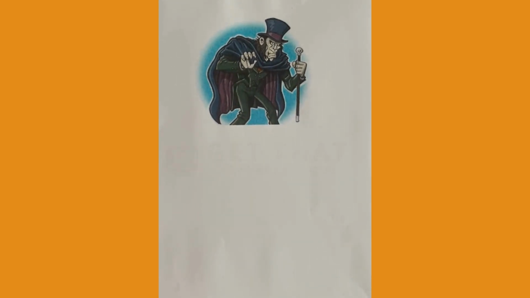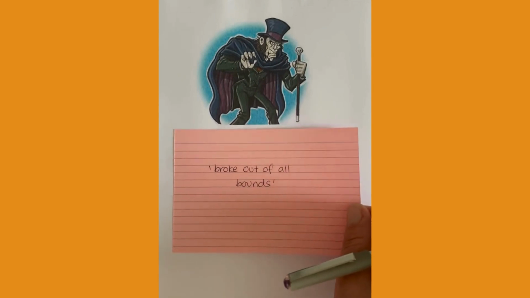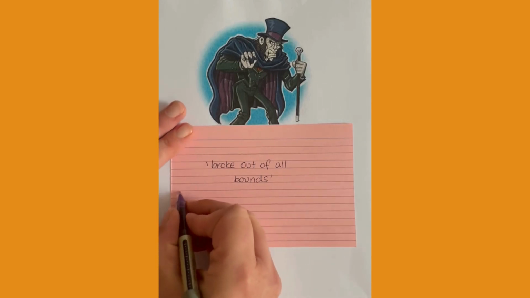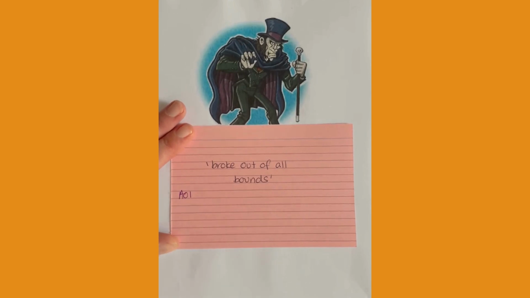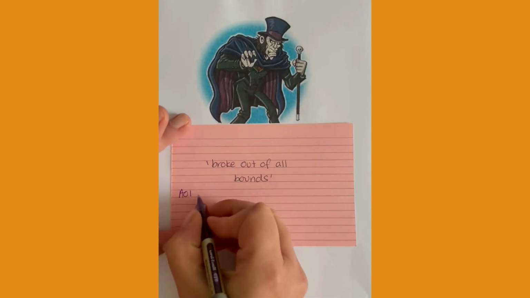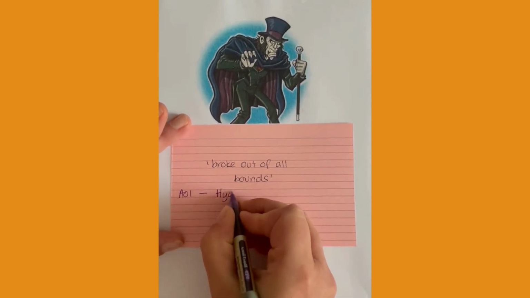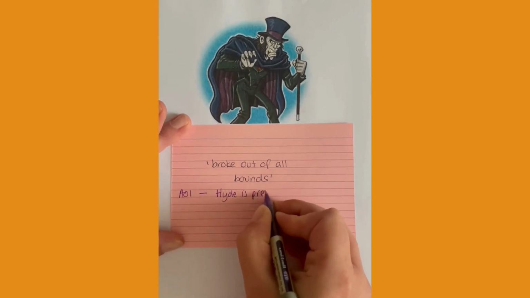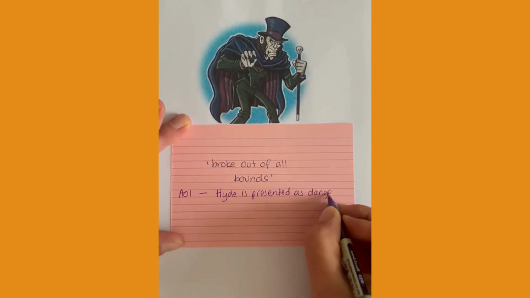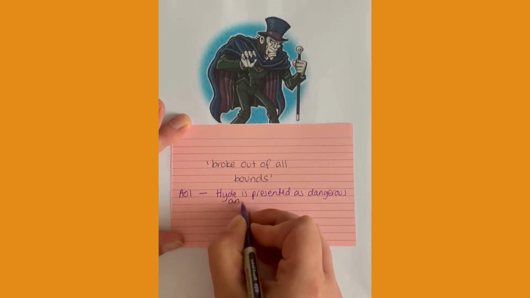We're then going to move on to chapter 4, and when we're looking at Hyde, this is where the majority of our quotations are going to come from. And the first one we're going to look at is "broke out of all bounds". So before he attacks Carew, we are to believe that he is within bounds. At that attack, he breaks out of all bounds. So Hyde is presented as dangerous and uncontrollable.